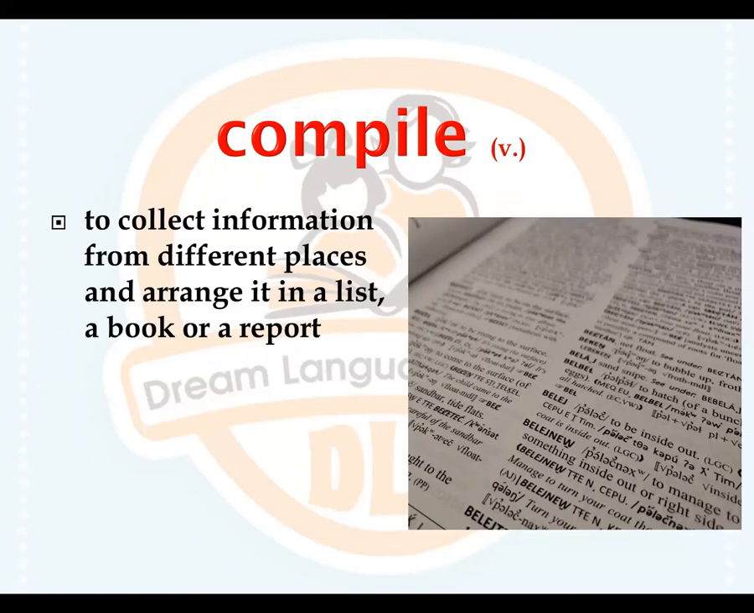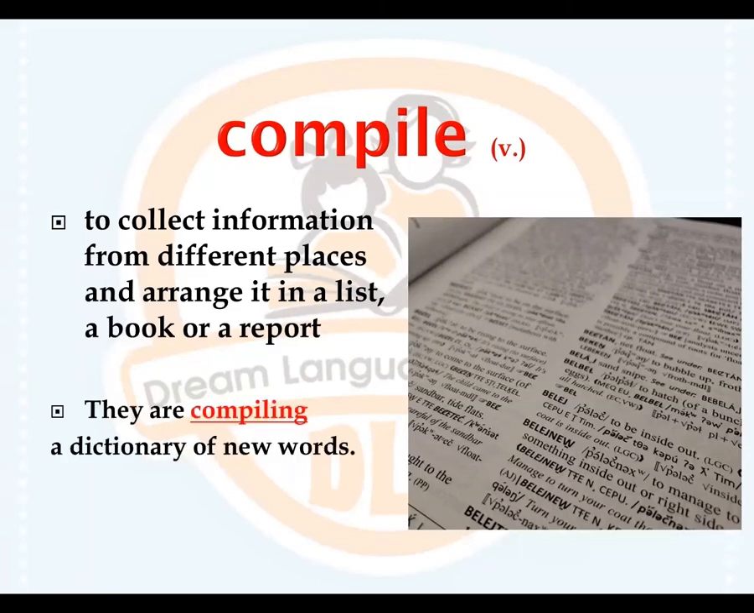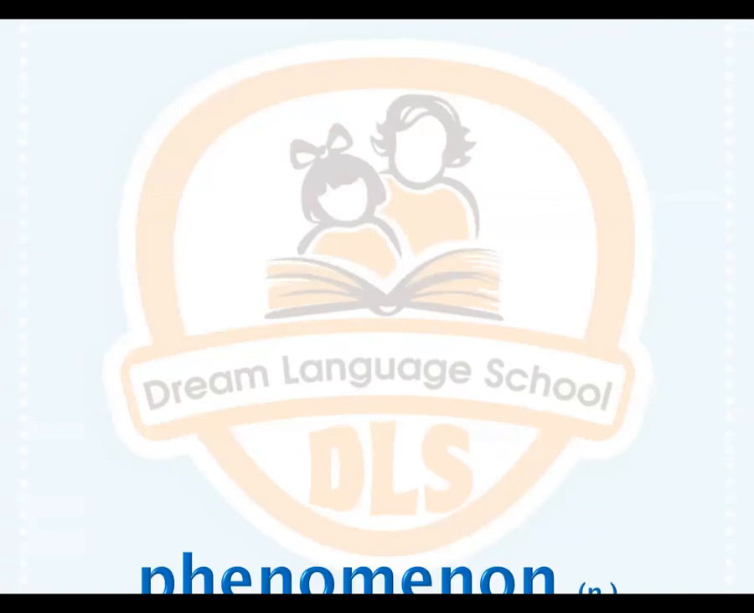Compile: to collect information from different places and arrange it in a list, a book, or a report. This is called compile. For example, they are compiling a dictionary of new words, which means they are collecting information from different places and arranging it in a book-like dictionary. Okay, again, compile.